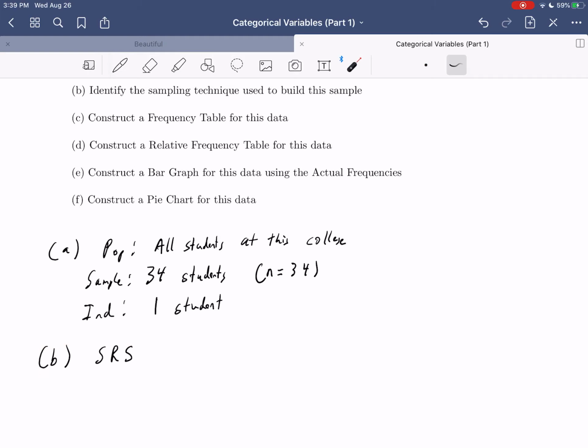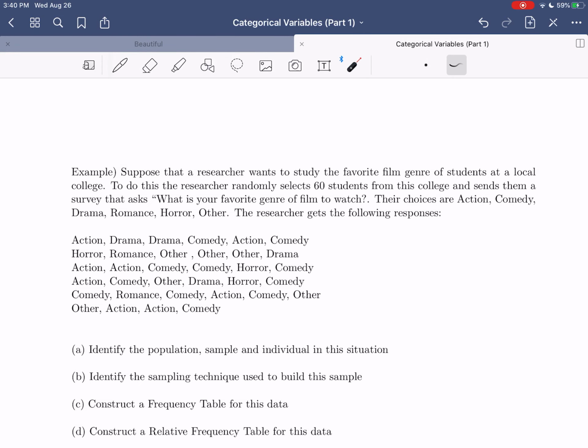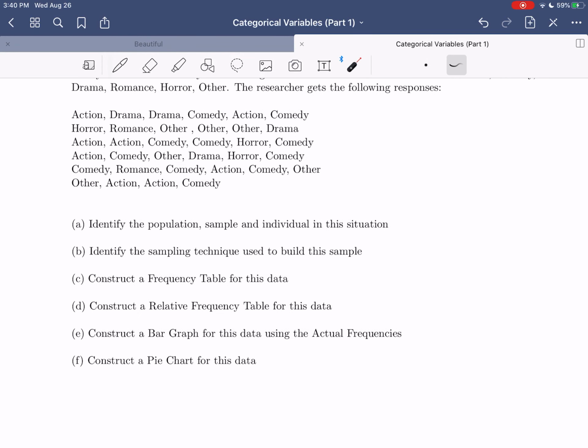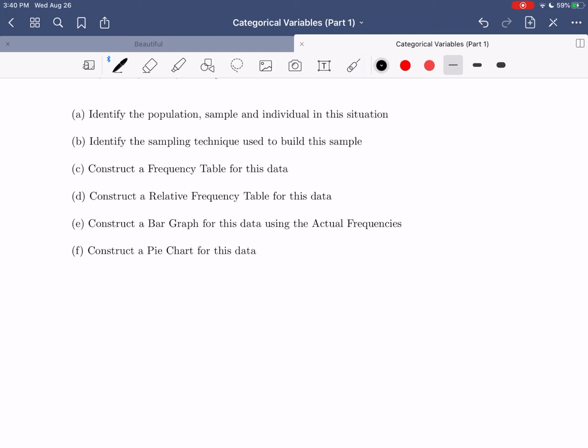All right, we're going to give ourselves a fresh page. We'll actually keep the data, and then we'll talk about how to organize this into a frequency table and relative frequency table. So we'll repeat this here, and so we have our data here. Let's go ahead and build this into a frequency table.